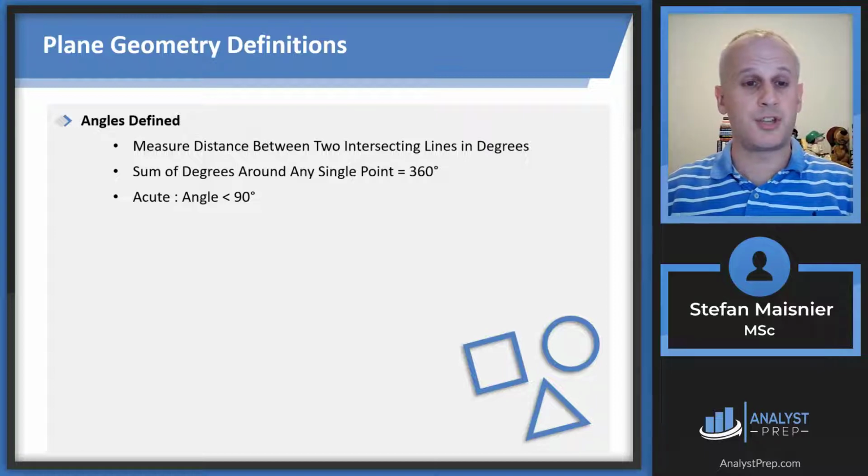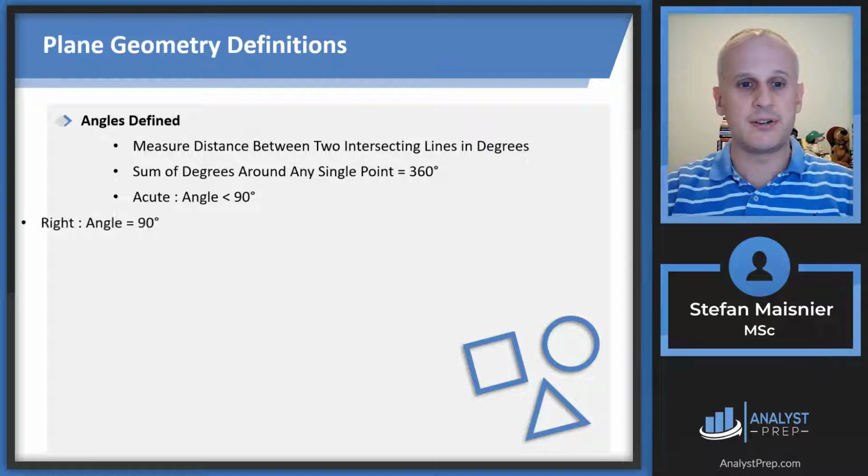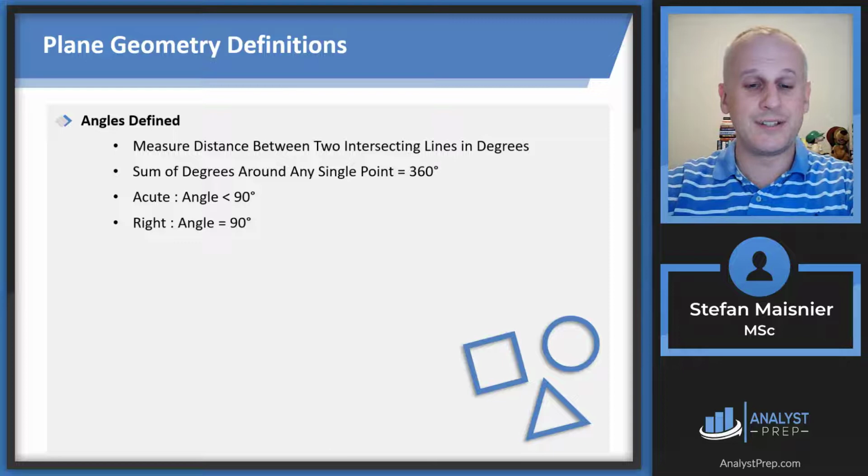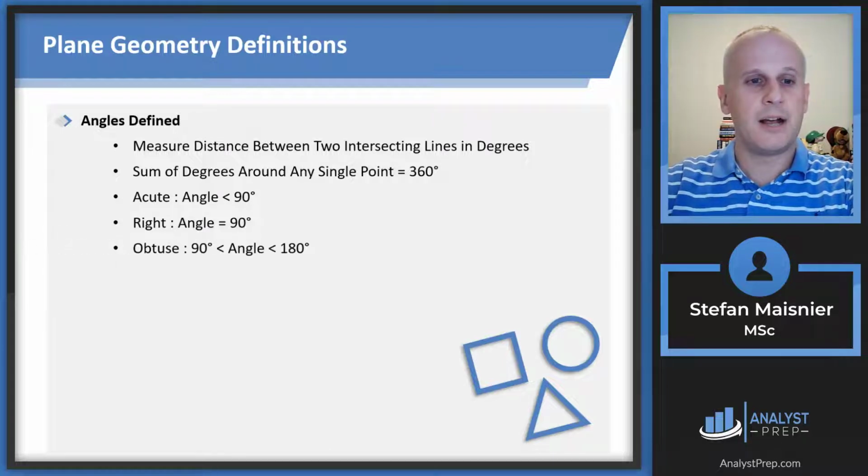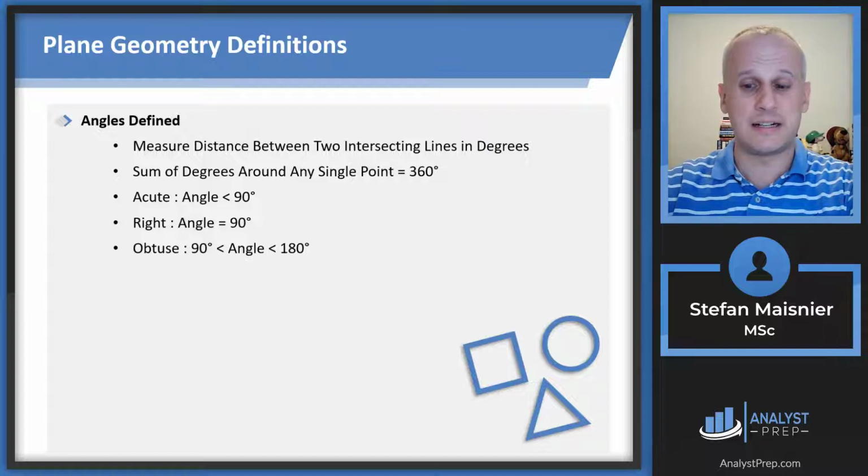We also have just some names that you'll need to know that relate to the quantities of degree measurements. Acute means that an angle is less than 90 degrees. Right means that an angle is exactly 90 degrees. Obtuse means that the angle's measurement is greater than 90 degrees but less than 180 degrees, because 180 degrees is going to be what is known as a straight angle.